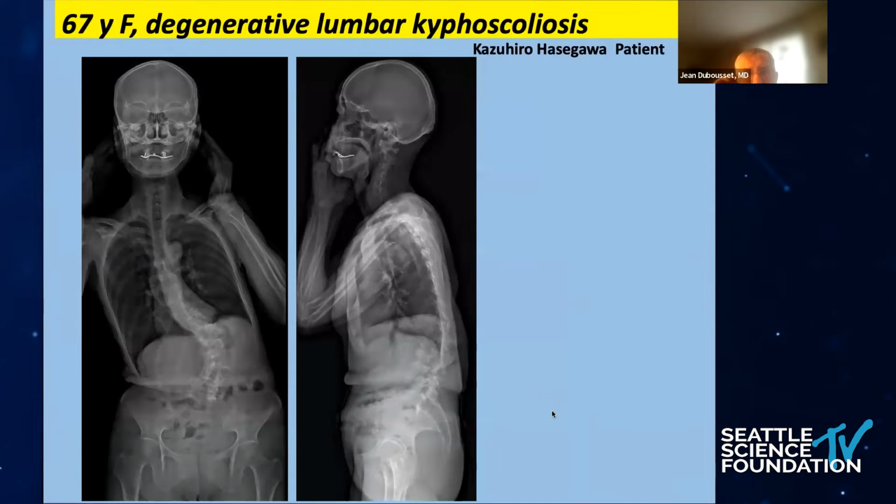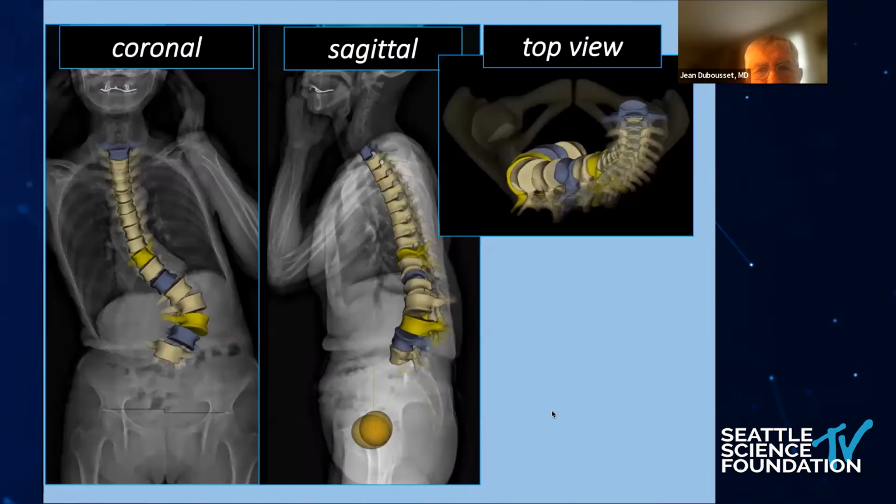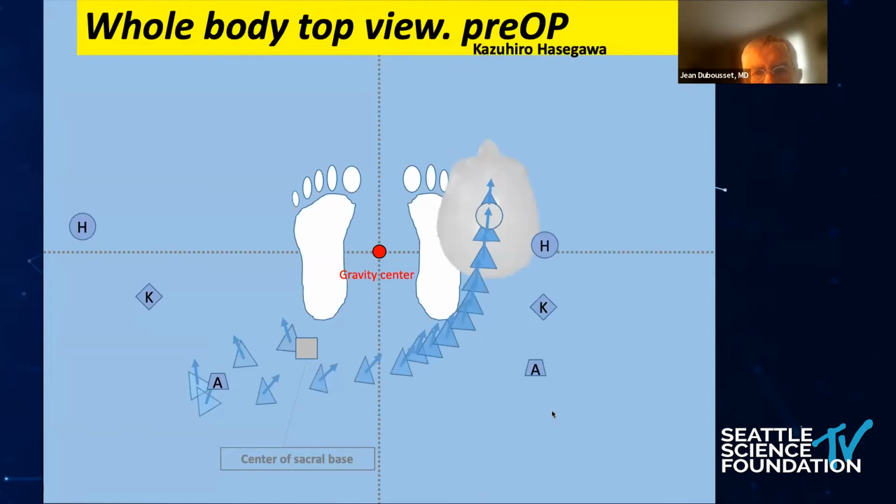My friend Kazuhiro Isegawa in Japan, you see this, use the horizontal plane very, very clearly. And you see here this degenerative lumbar. But when you see the reconstruction, frontal, coronal, don't forget the view from the top. That is, for me, the most important.